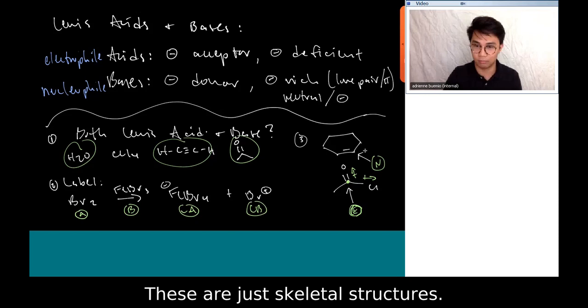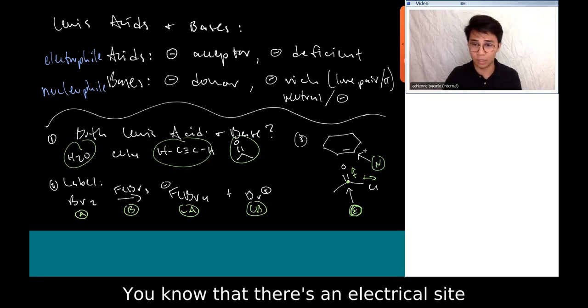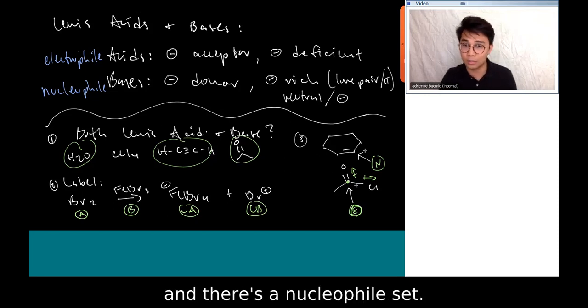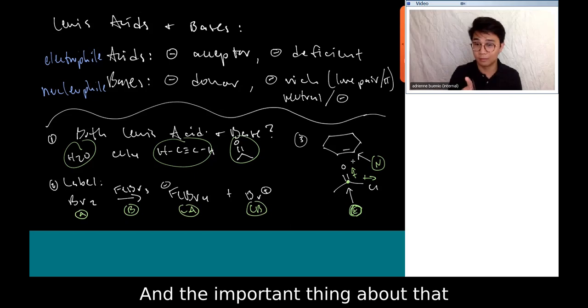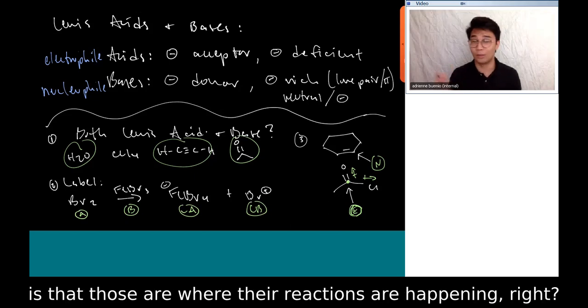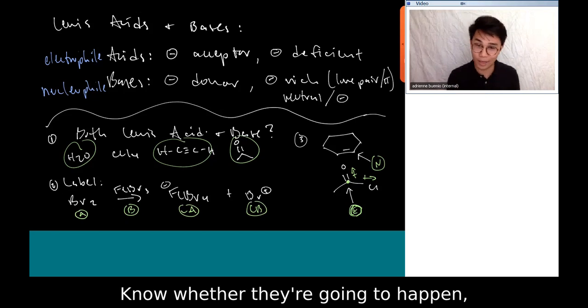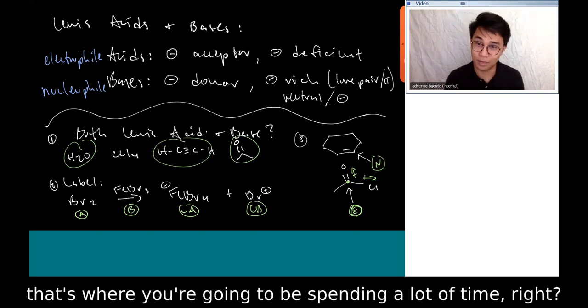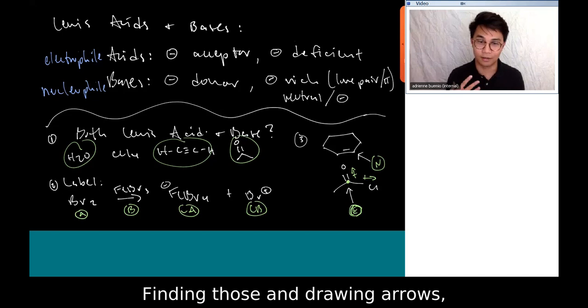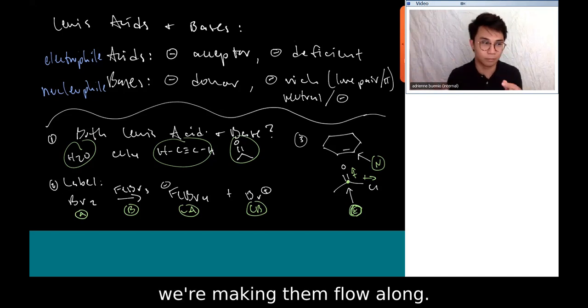And they're important because of things like these. These are just skeletal structures, but you know that there's an electrophilic site and there's a nucleophilic site. And the important thing about those is that those are where the reactions are going to happen. That's where you're going to be spending a lot of time, finding those and drawing arrows, remaking them, and so on.